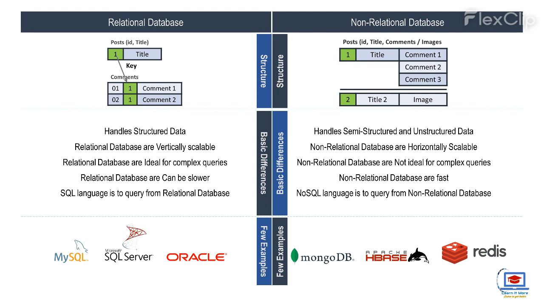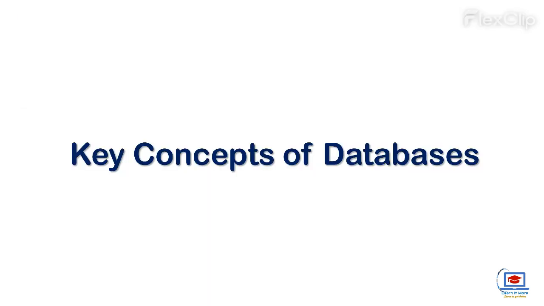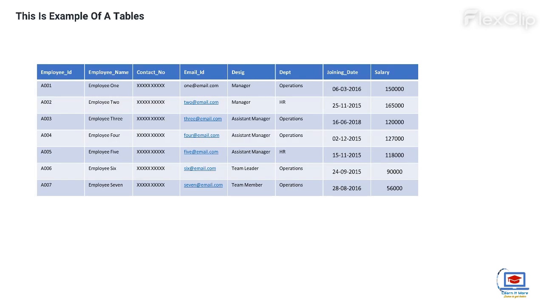Also, a few examples of non-relational databases are MongoDB, Apache HBase, Redis. Now, let's explore some key concepts in databases that you should be familiar with. The first concept is tables.